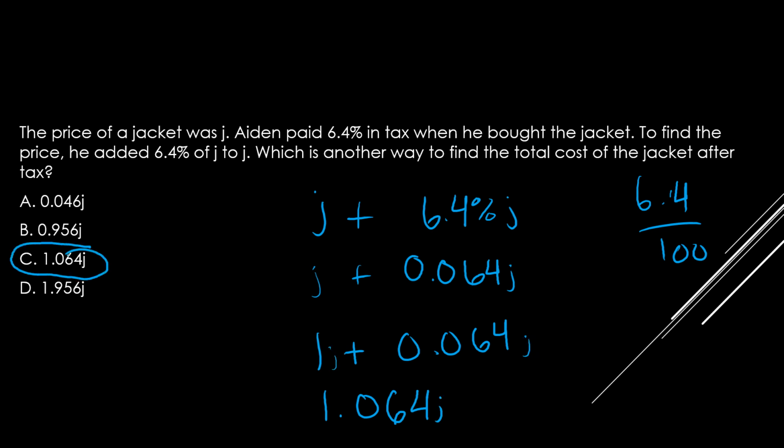So 1.064J is going to give me another way that I could find the total cost of this jacket after tax.